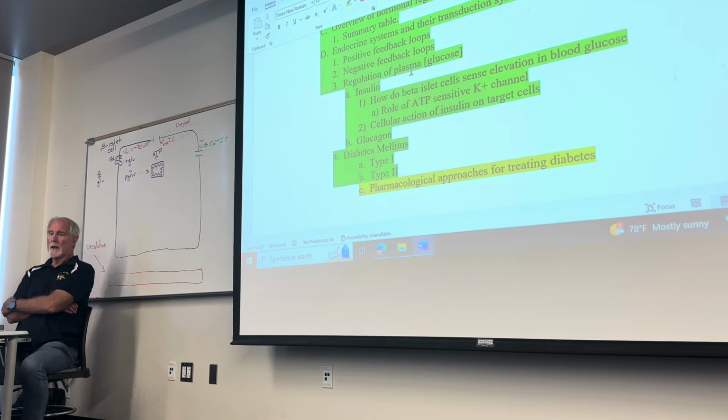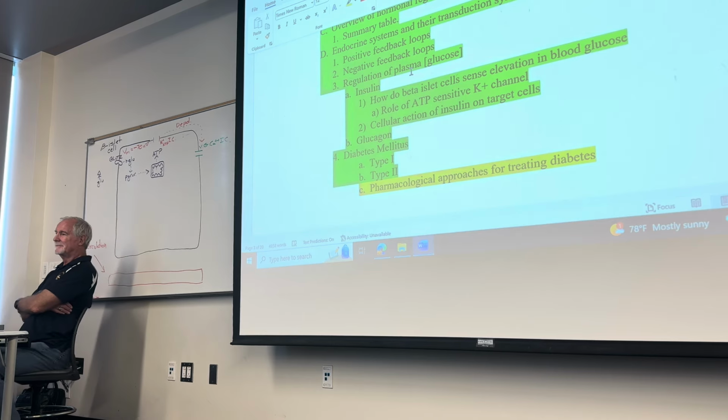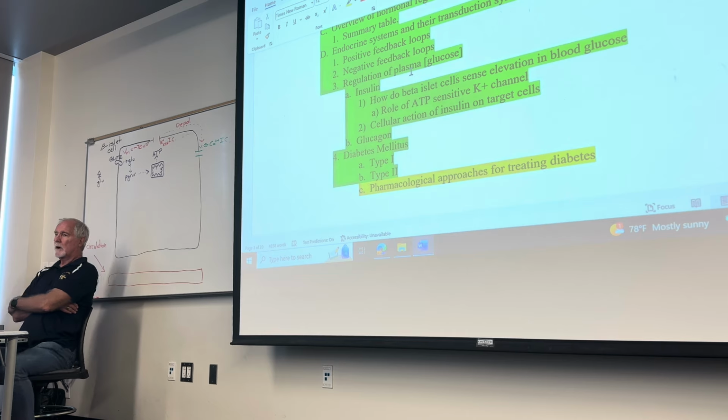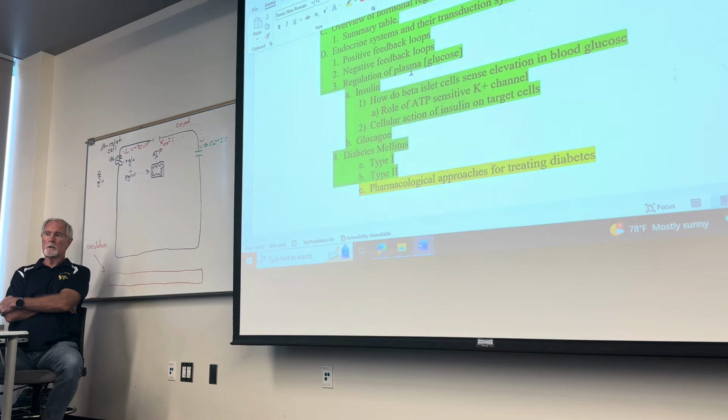Glucotrol belongs to a class of drugs, and I'm forgetting what class that is. Anybody going to help me out? Sulfonylureas, right? And that drug that I mentioned to you is glucotrol.